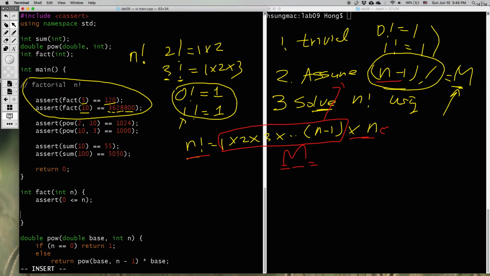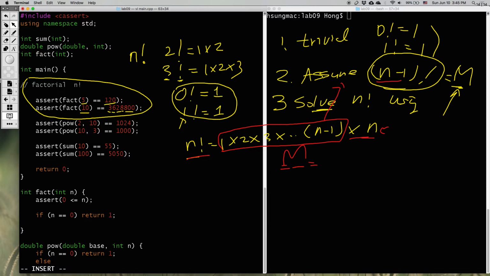Then the first step of a recursive function design, solve for trivial size. If n is 0, from math, 0 factorial is 1. And then if n is 1, 1 factorial is 1 as well. So the trivial case is solved.